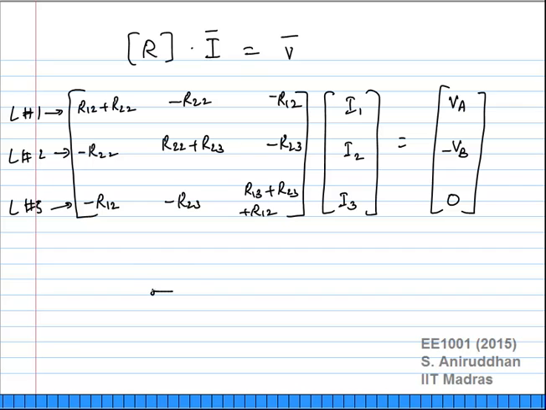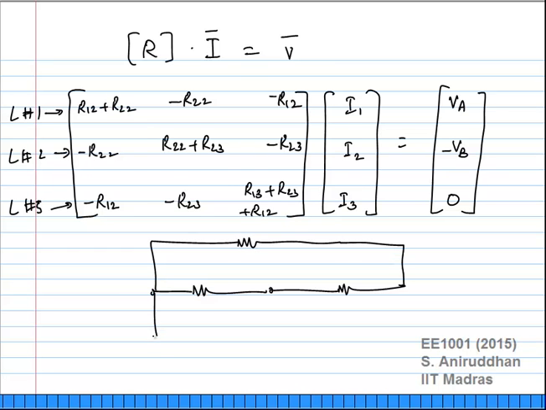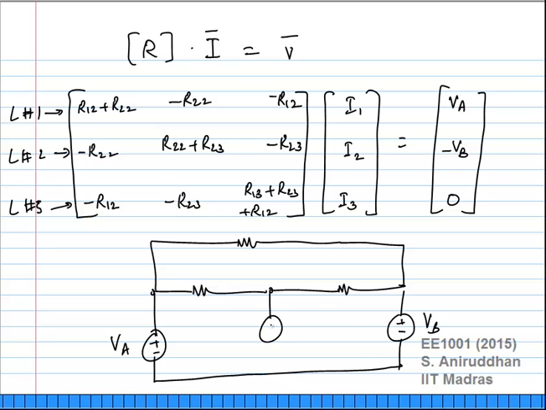So VA, VB, and let us say I had a current like this.